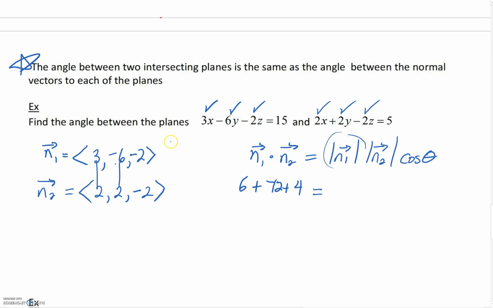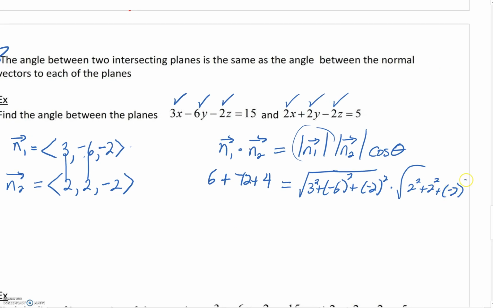What's the length of N1? Well, it's going to be 3 squared plus -6 squared plus -2 squared. The Pythagorean theorem here. Likewise, what's the length of N2? Well, it's 2 squared plus 2 squared plus -2 squared. And then, of course, we'll have cosine of theta multiplied over here. So, on the left side, 6 plus -12 is -6, and -6 plus 4 is -2. And I think we're out of time.